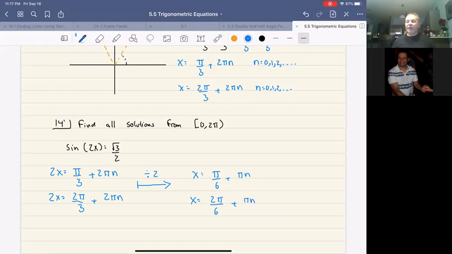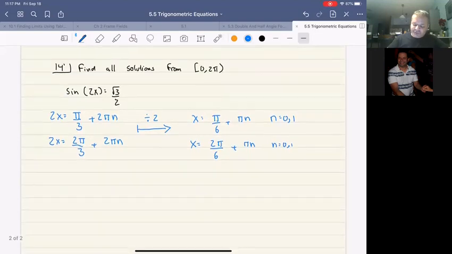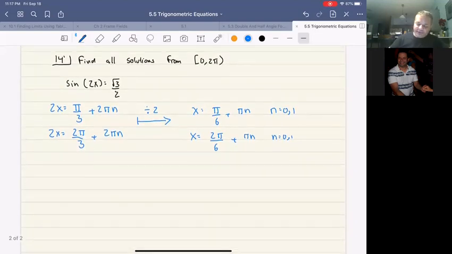Now here's the trick. I'm going to find out how many n's I need. I don't need all of the n's, but I need a couple. Why? Let's write this down. I'm going to tell you the answer: it's n equals 0 and 1, and then I'm going to write them all out. I have a little trick for doing this too.